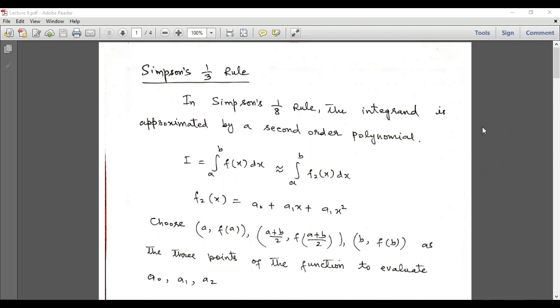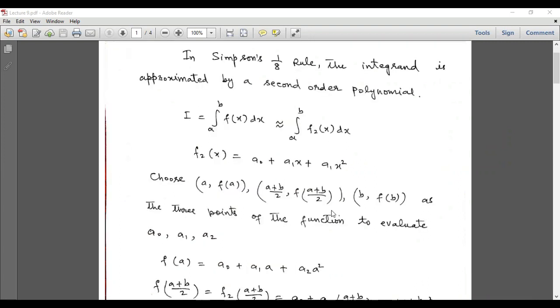And we know that every complex mathematical function can be represented by a higher order polynomial. So, in Simpson's 1 by 3 rule, the function is approximated as a second order polynomial. So we will use f of x equal to a naught plus a1x plus a2x square, which is a second order polynomial. And in this polynomial, we have to evaluate these three coefficients, which are a naught, a1, and a2.